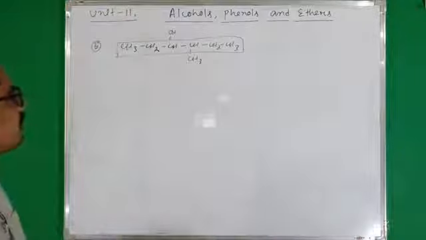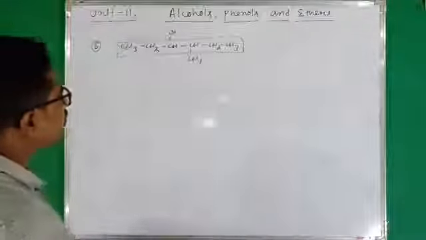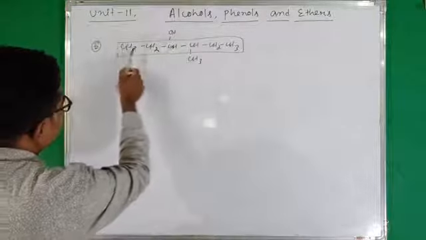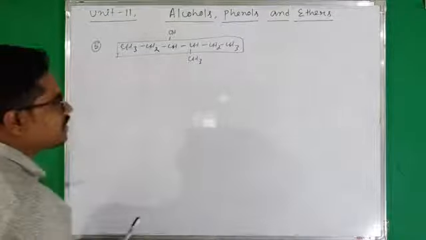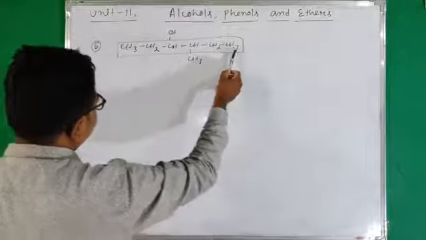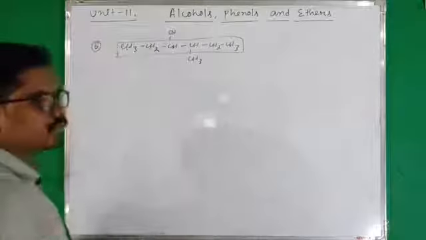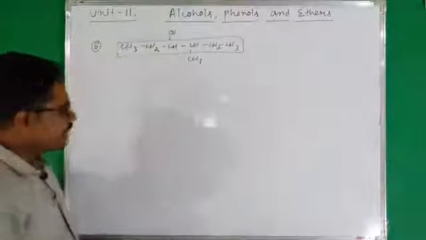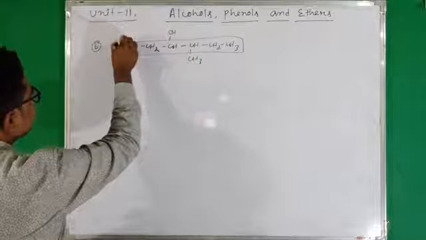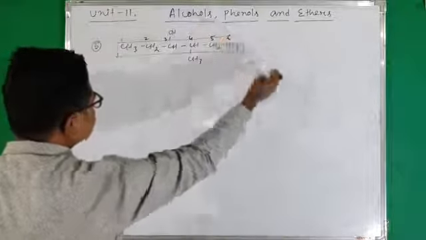In the next step, number the carbon chain from that direction where the OH group will get the lowest possible number. If we number from left to right, then 1, 2, 3, the position of OH is 3. Now if we number from right to left, then 1, 2, 3, 4, that means the position of OH group is 4th. So hence we will number from left to right, 1, 2, 3, 4, 5, 6.